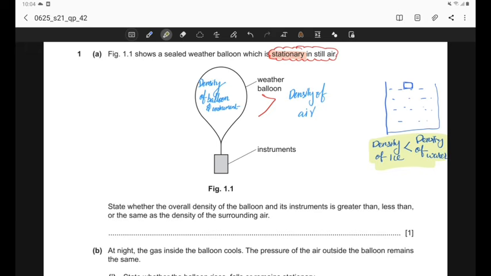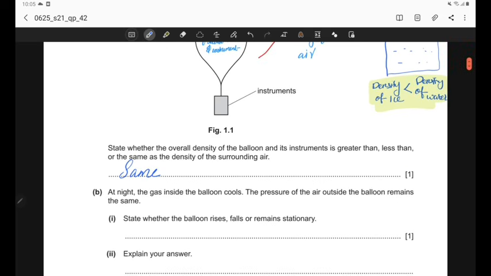So here for this balloon and the instrument, it's mentioned it's stationary. So we can understand its density must be equal to the density of the air surrounding it. Therefore, the relation between the density of balloon and instrument and density of air must be the same. If the density is greater than the density of air, the balloon will sink. If the density is lesser than the density of air, the balloon will float.